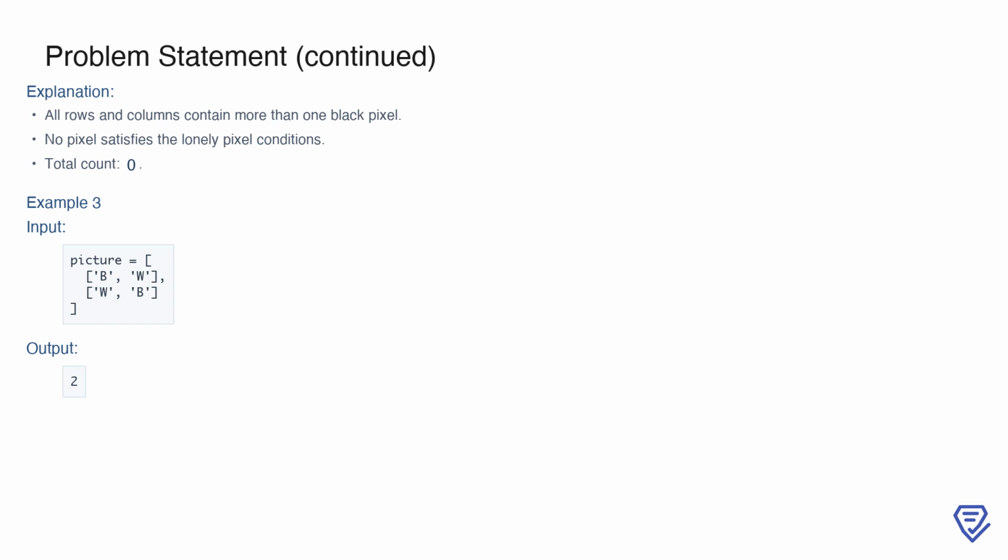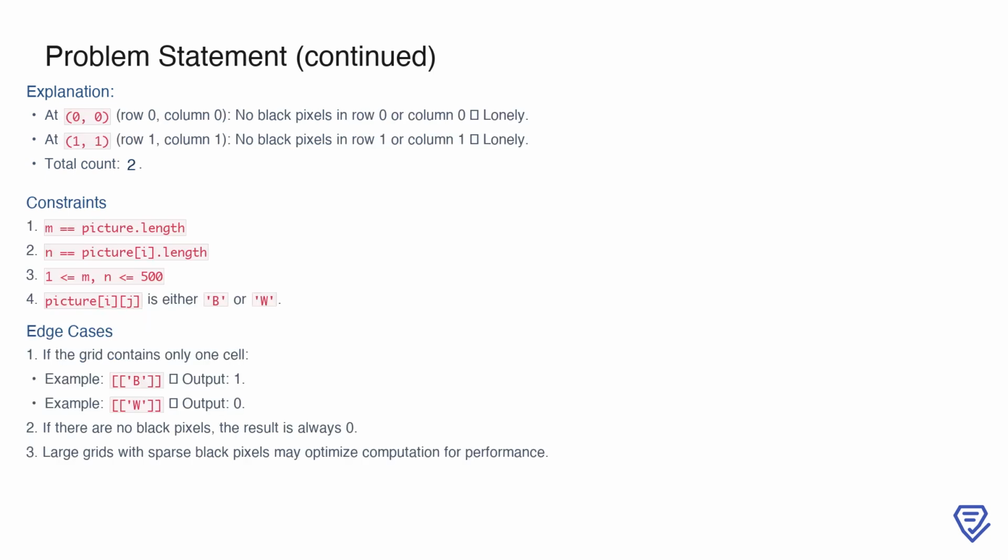Let's examine a third and final example to see another variation. In the third example, the grid is a 2x2 matrix. The black pixel at position 0, 0, in row 0 and column 0, has no other black pixels in its row or column, making it a lonely pixel. Similarly, the black pixel at position 1, 1, in row 1 and column 1, also satisfies the condition of being lonely. This gives us a total count of 2 lonely pixels.